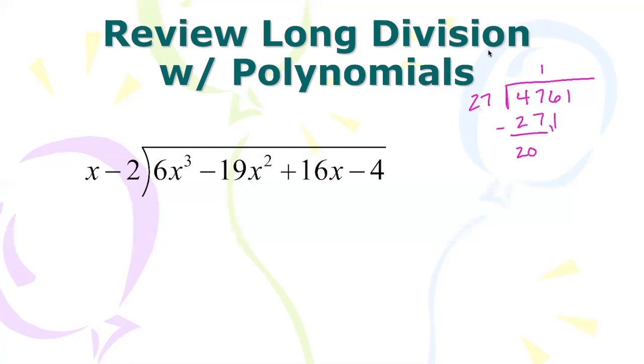Then I'm going to bring down my 6. So I've got 206. So I ask myself, how many times will 27 go into 206? Well, if we think of 25, 25 would go in there 8 times, so it's probably not quite 8. So let's try 7. So if we take 7 times 27, 49, so 14, that would give me 189.